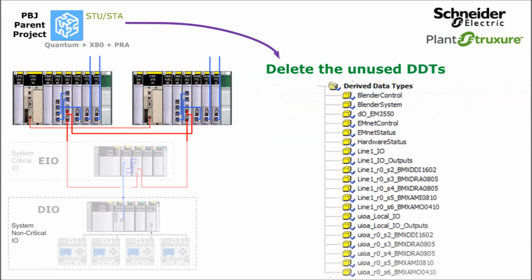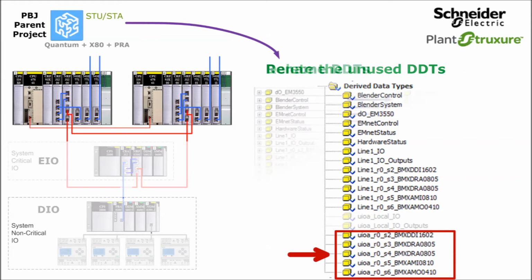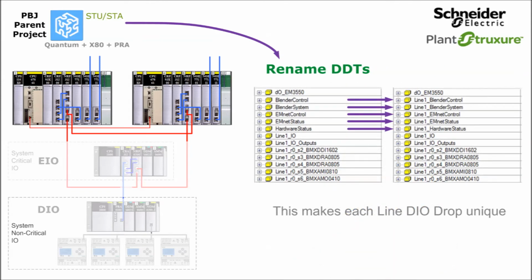Next, the unused DDT definitions can be deleted. These need to be deleted in an order which considers their dependencies. So these two first, and then these. Next, I will rename these DDTs, making them unique for line 1.